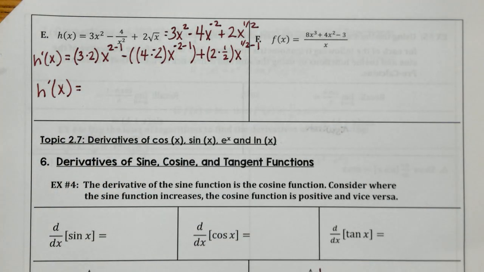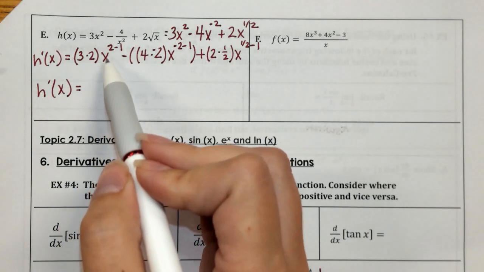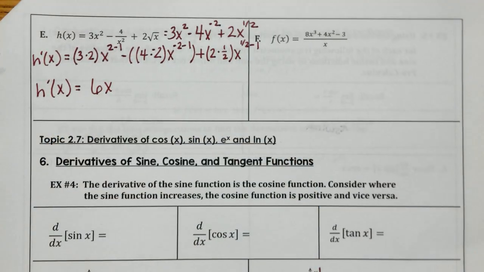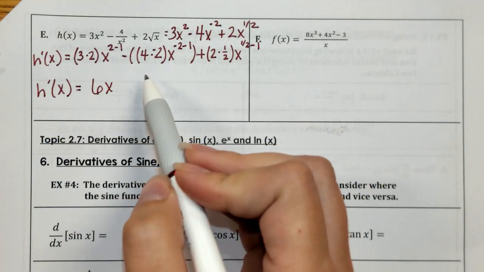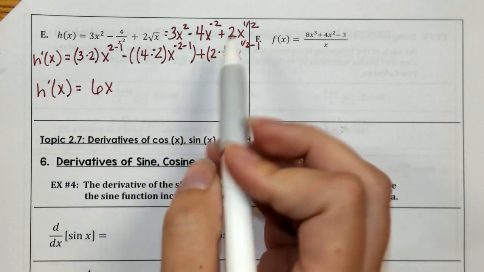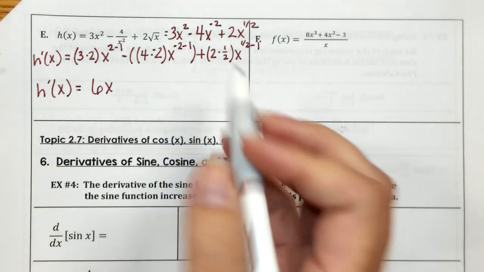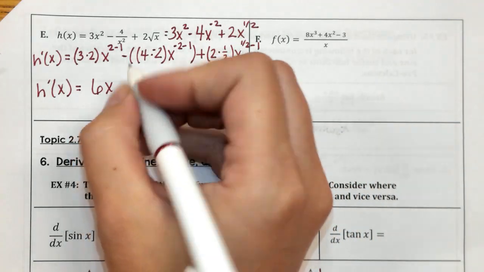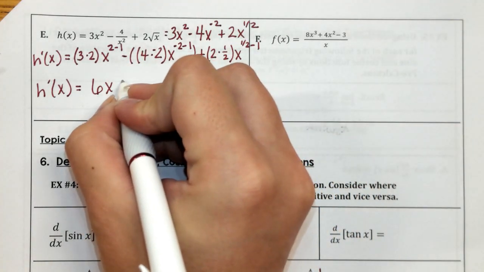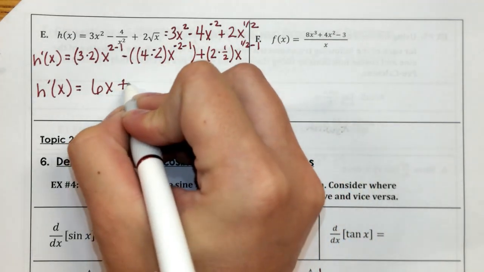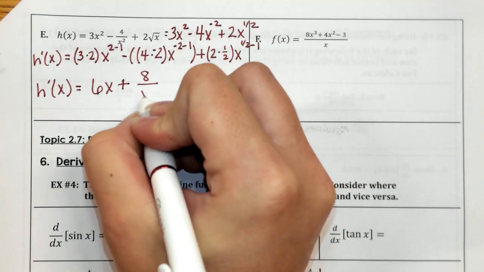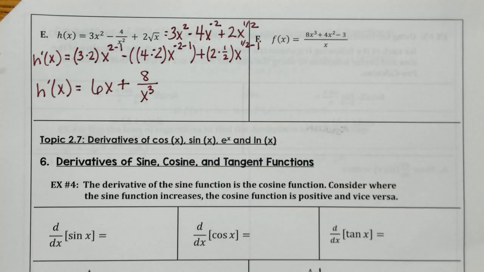Okay, so my first one, I have 3 times 2 times x to 2 minus 1. What's that going to come out to? 6x. Okay, over here I have minus 4 times negative 2 times x to negative 2 minus 1. What's this going to come out to? 8x to the negative 3 is right, so we're going to take that. Well, it's also negative 8, so this is going to become positive because I have 2 negatives. We're going to take that x to the negative 3 into our denominator.